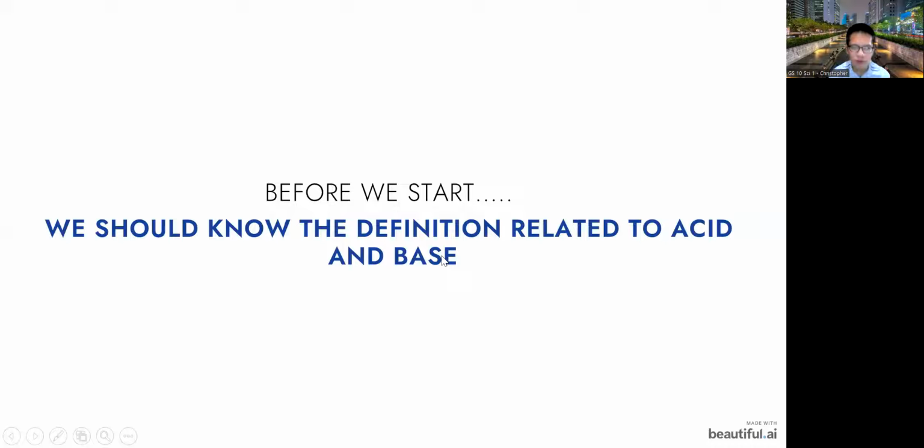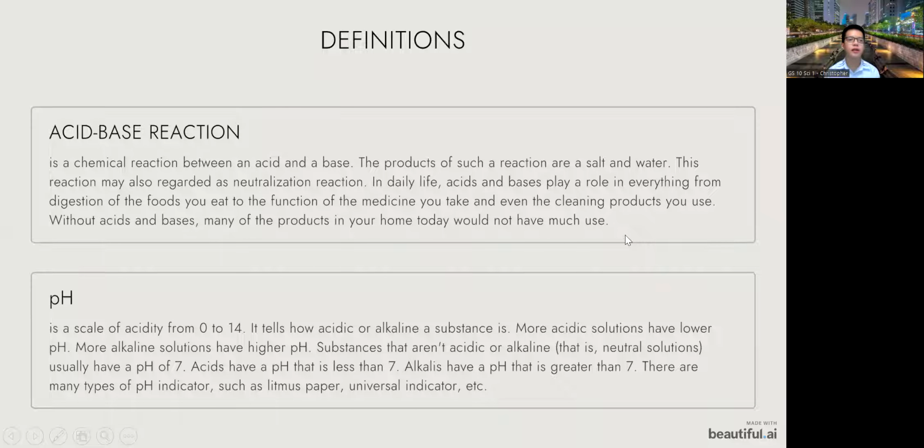Before we start, we should know the definitions related to acids and bases. An acid-base reaction is a chemical reaction between an acid and a base. The products of such a reaction are salt and water. This reaction may also be regarded as a neutralization reaction. In daily life, acids and bases play a role in everything from the digestion of the foods you eat to the function of the medicine you take and even the cleaning products you use. Without acids and bases, many of the products in your home today would not have much use.